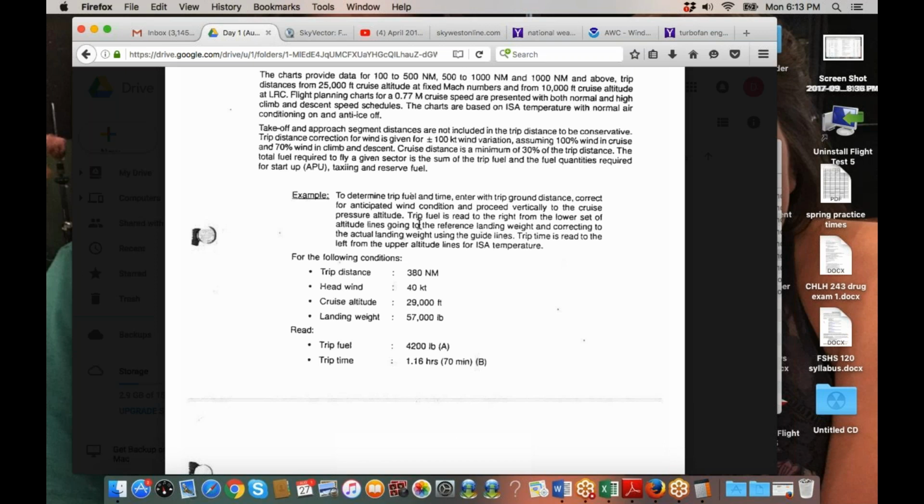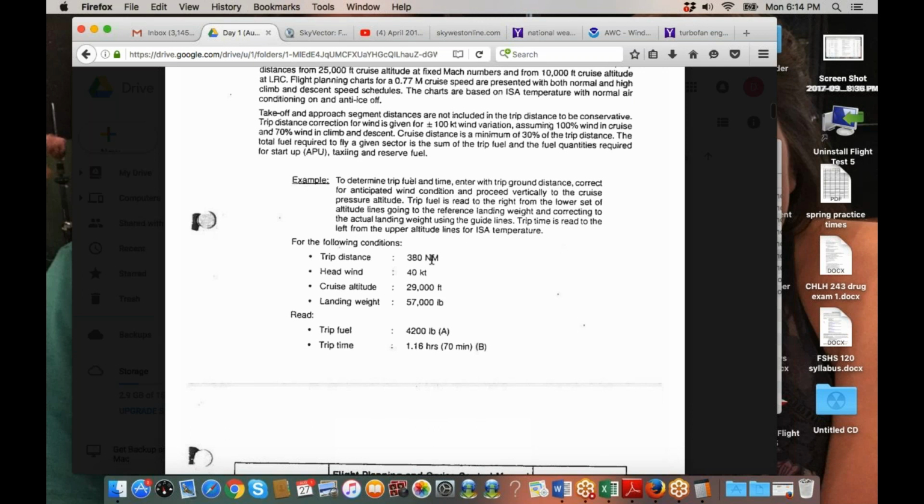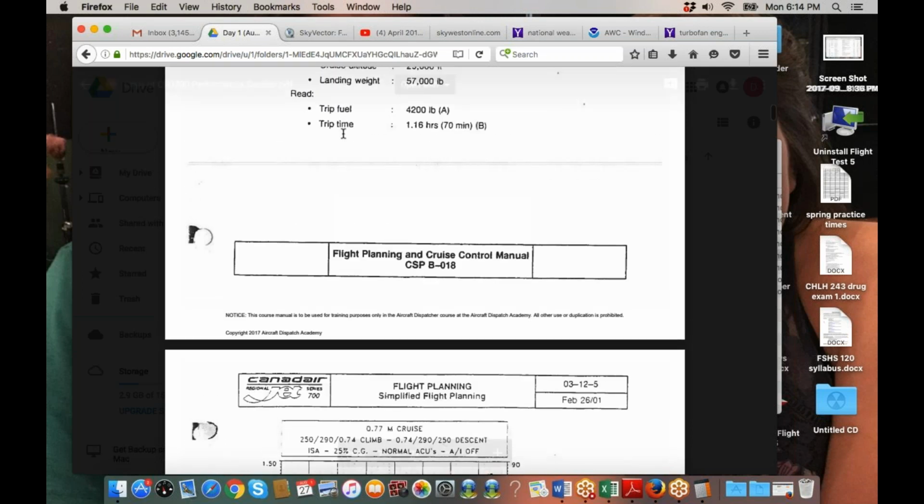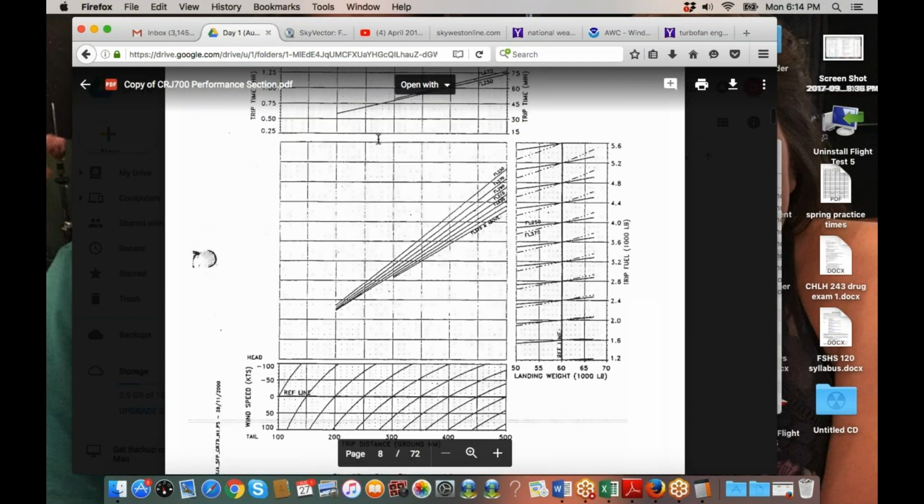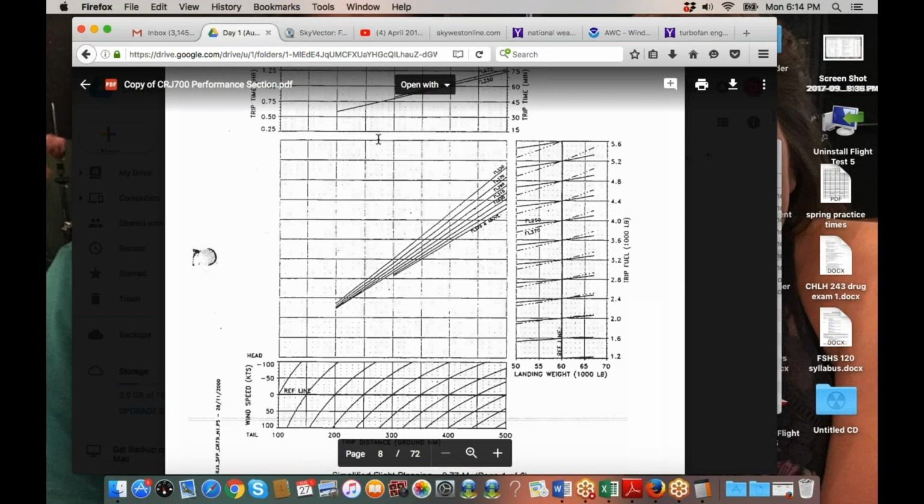Enter with trip ground distance corrected for anticipated wind condition, and proceed vertically to the cruise pressure altitude. Trip fuel is read to the right for the lower set of the altitude lines, going to the reference landing weight and correcting to the actual landing weight using the guidelines. Trip time is read to the left from the upper altitude lines for isotemperature. So first we'll try and get this trip fuel and we'll see if we get it right. These don't always happen perfectly.